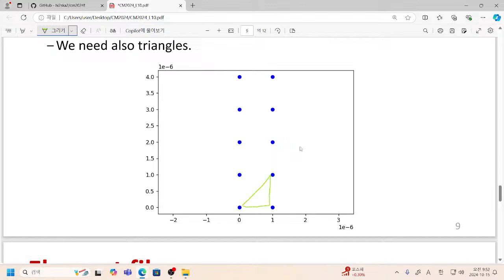I assigned this one. I assigned this one. Also, I assigned this one. Also, I assigned this one. Later, I assigned this one. I assigned another triangle, and I assigned another triangle here, and finally I assigned another triangle. Can you see it?